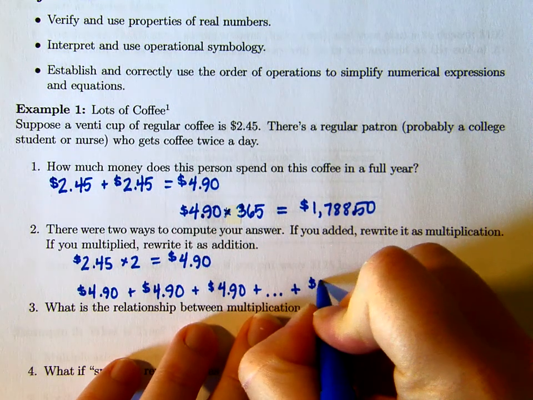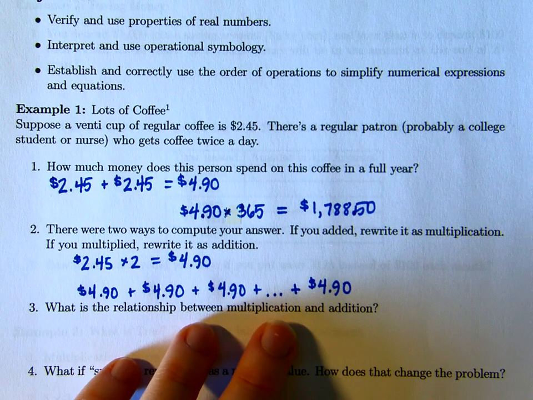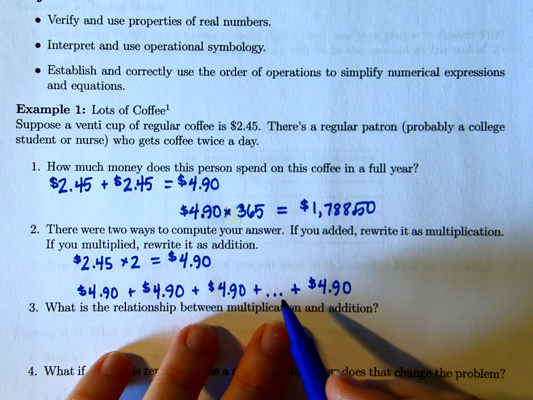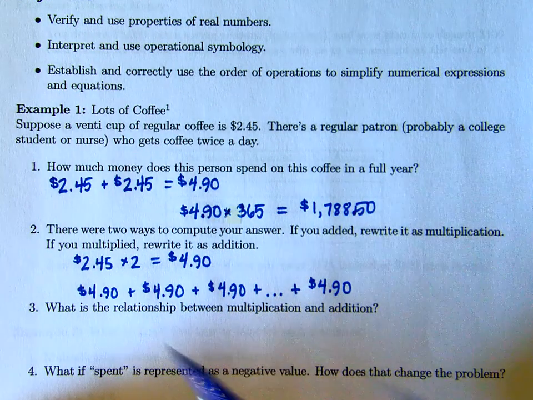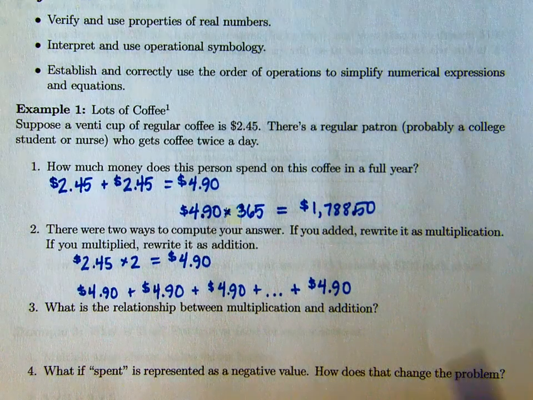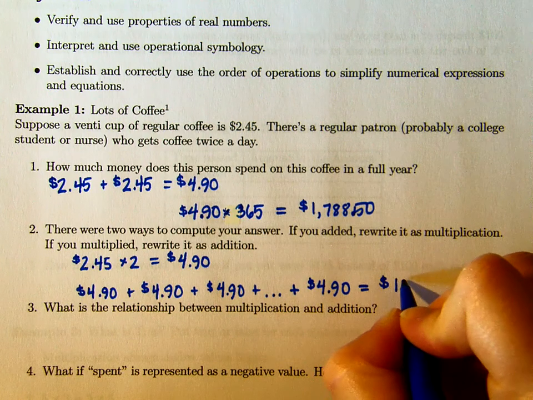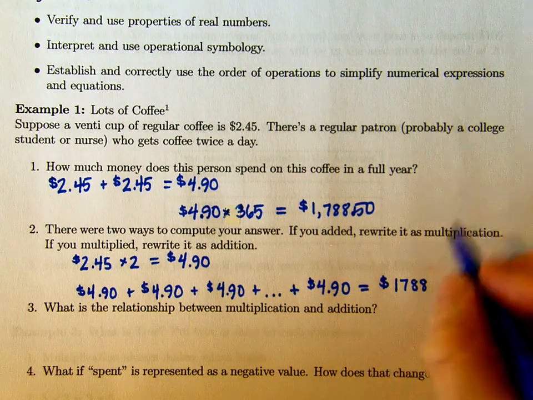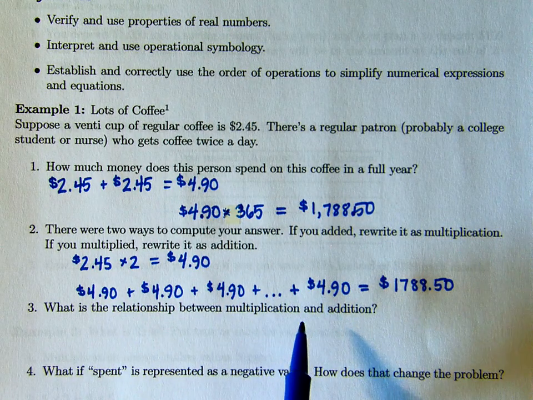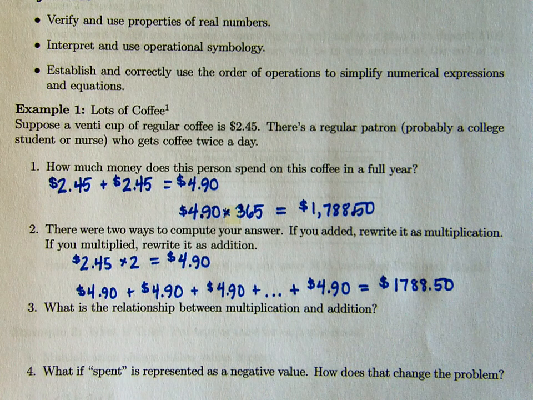And then we keep adding these until the last day of the year. So 365 of these. But this is me being lazy. I skipped 361 writings of add $4.90. But what are you going to do? And adding all of those together, you still get $1,788.50. Now, if you want to verify this, by all means, have at it. Add that up on your calculator to check.